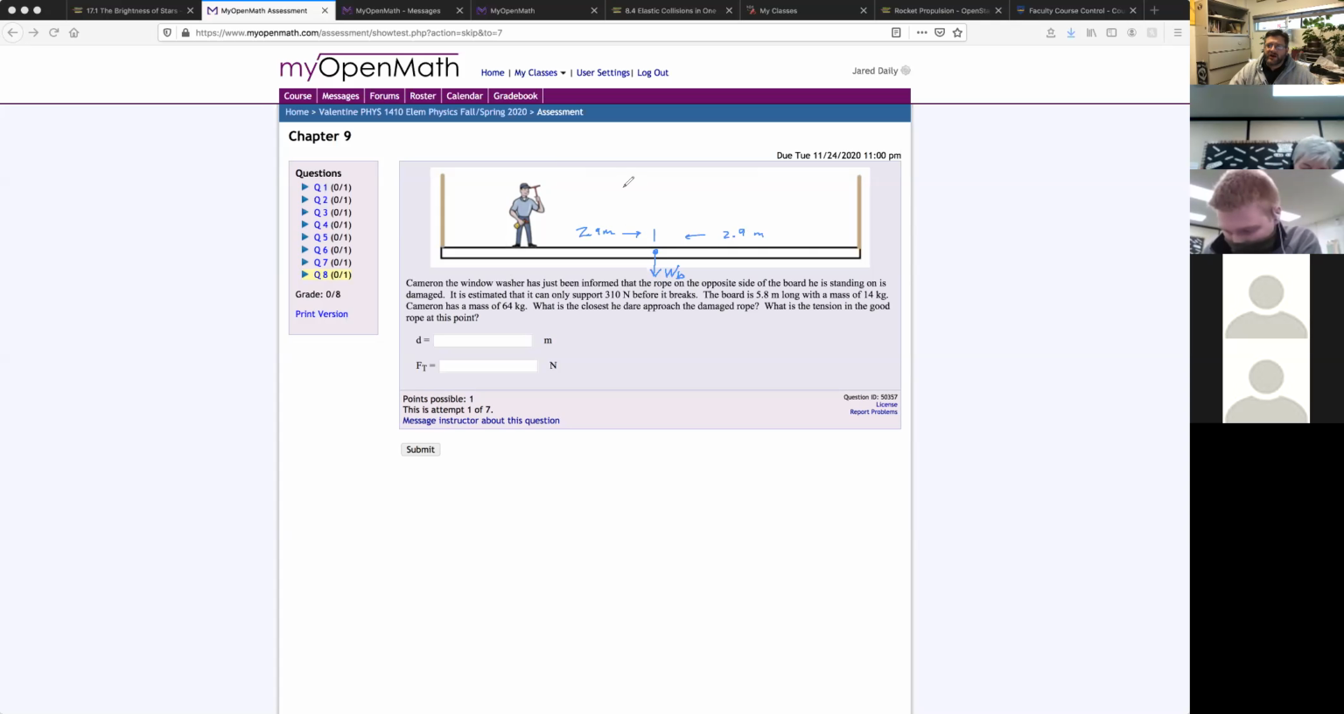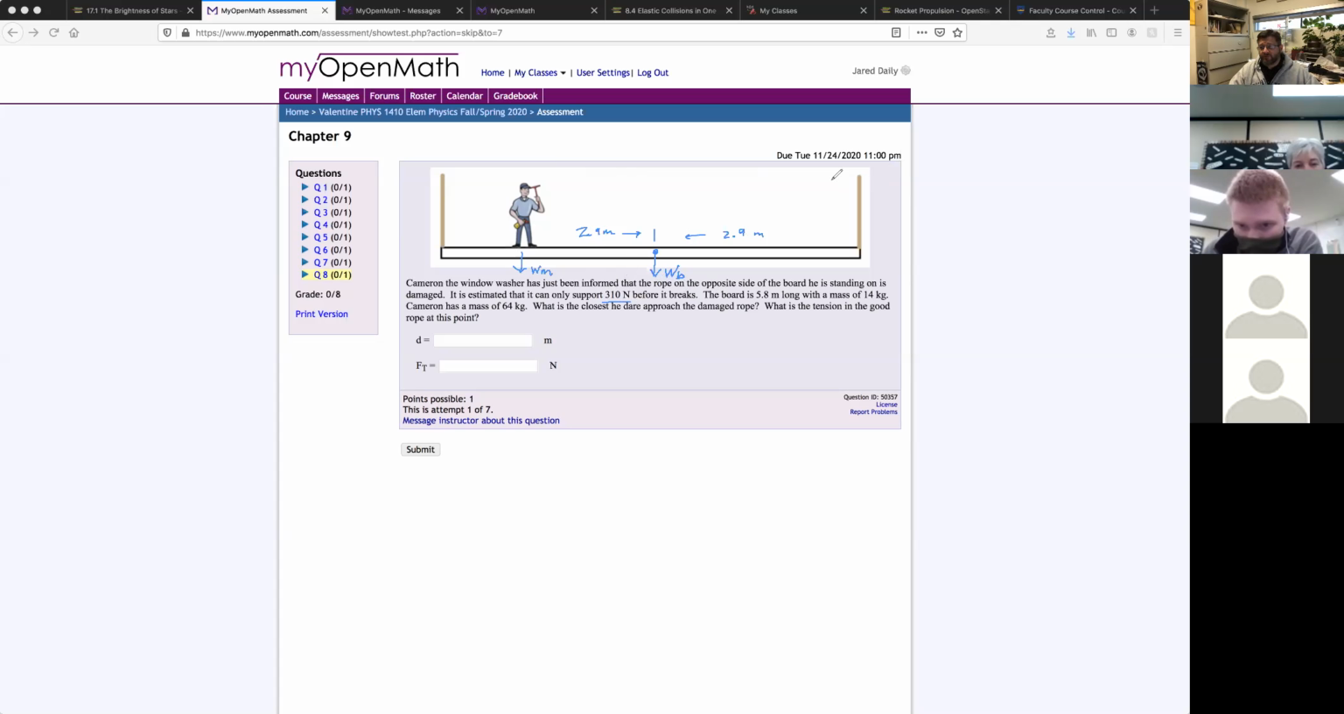Then we have our window washer, and he has some weight. We'll call this the weight of the man. He's got some weight as well, so that's some force acting downward here. And then it says that the rope on the opposite side of the board that he's standing on is damaged. So this one over here is damaged, and it can only support 300 newtons before it breaks. What we're trying to do is figure out how close he can get to it before it breaks.